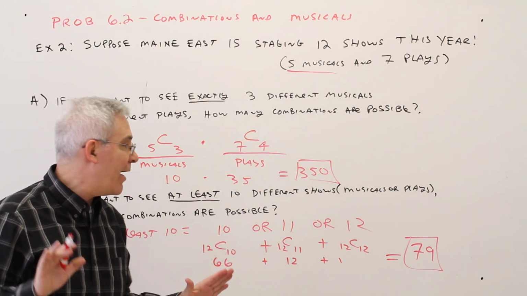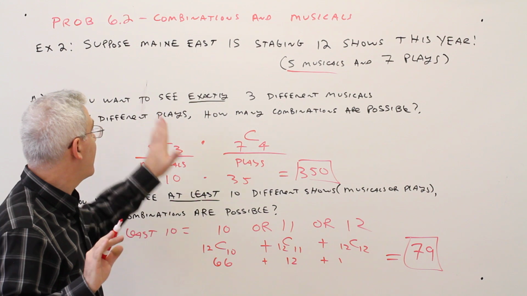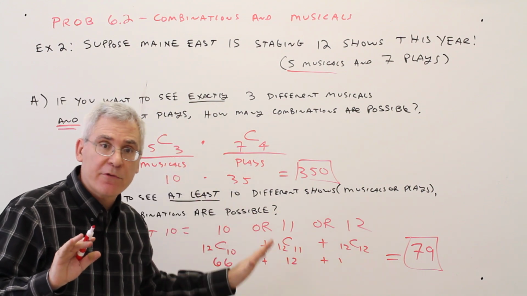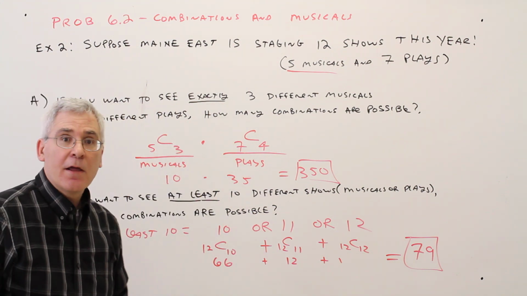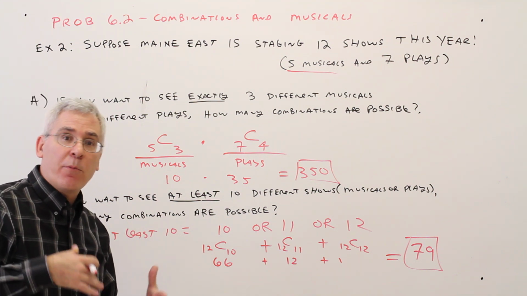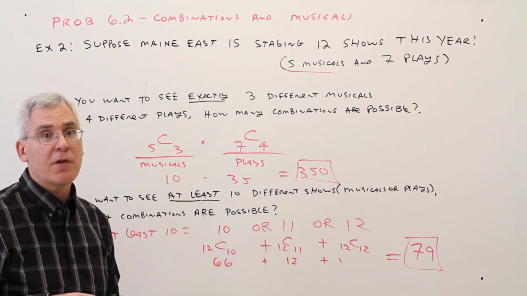So again, just a reminder, pay particular attention to the vocabulary in these problems. So there you have it, how to use combinations to find out the number of ways of seeing musicals and plays at Maynice High School.